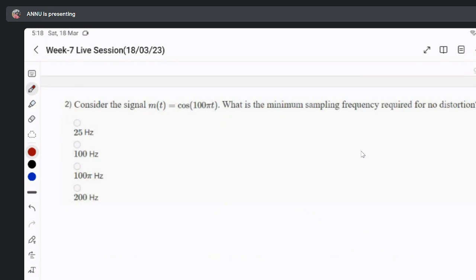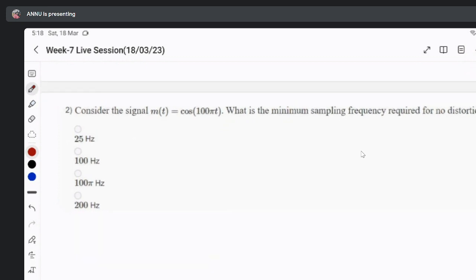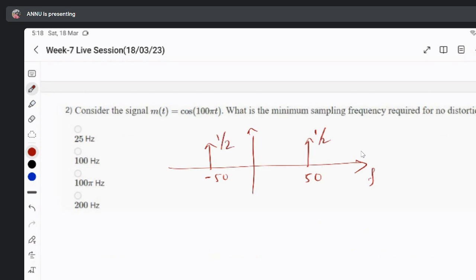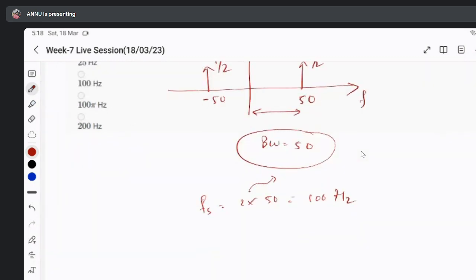Consider the signal m(t). What is the minimum sampling frequency required for no distortion? So 100 hertz. Why is it 100? Because of 2 pi f t, f is 50 hertz, so double the frequency. Here, what will the amplitude be? 1 by 2, right? So this one is the bandwidth. For positive frequency, we only consider bandwidth. And then Fs is equal to 2 times fm, which is 100.